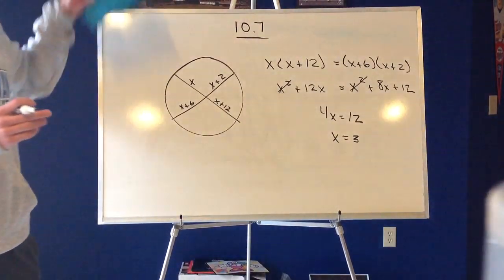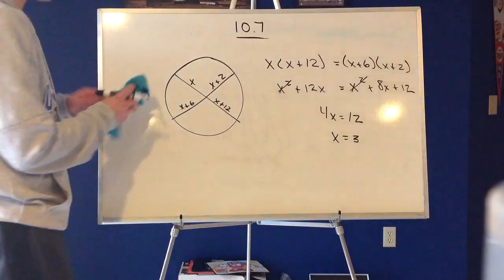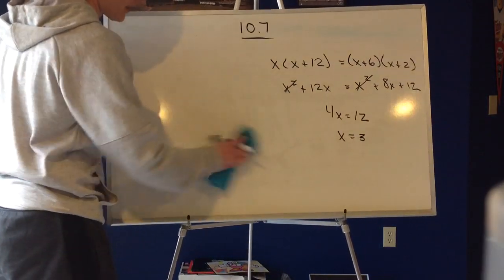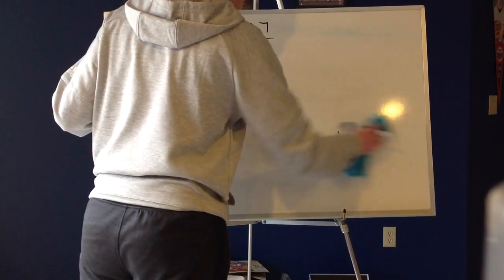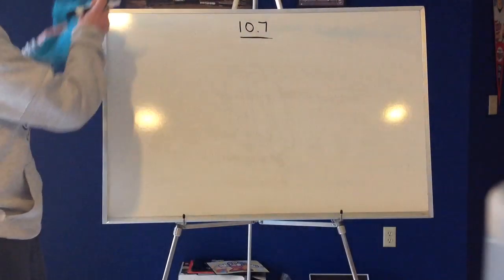Okay, now let's talk about what if they meet on the outside, like with our secants and our tangents. We'll have a formula for those as well. It will be just slightly different.